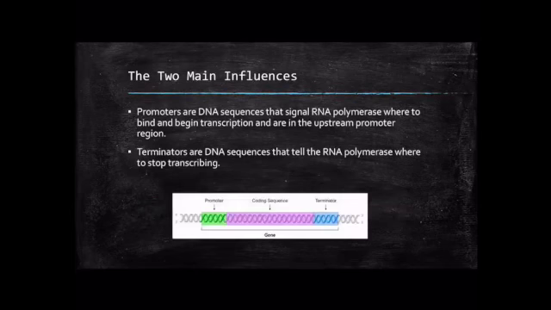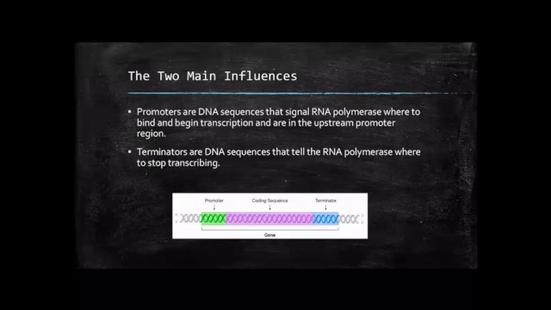So the two main influences involved are the promoters and the terminators. Promoters are DNA sequences that signal RNA polymerase where to bind and begin transcription and are always located in the upstream promoter region. Terminators are DNA sequences that tell the RNA polymerase where to stop transcribing. In the image down below, the promoter is that green region and the terminator is the blue region.